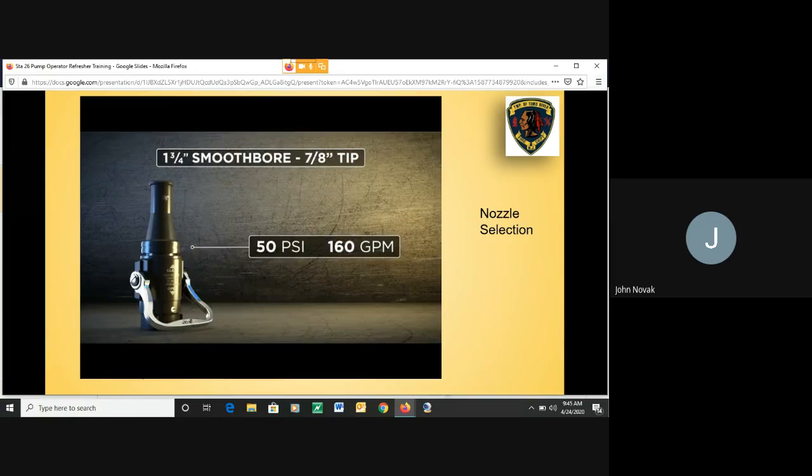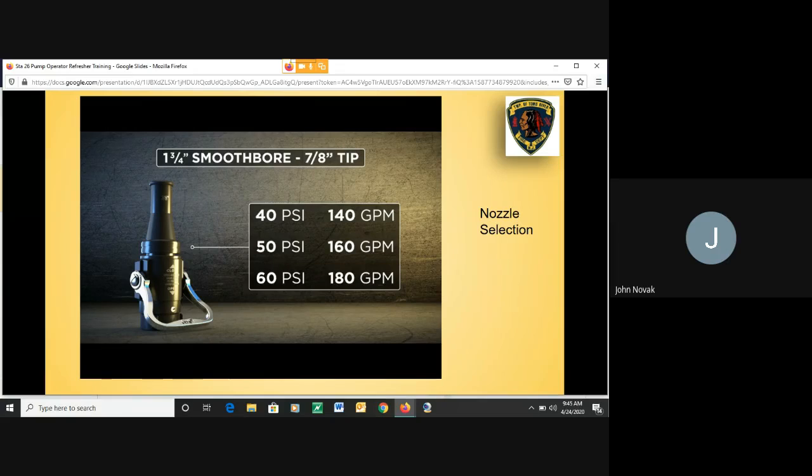Here, talking about the 7/8, I underpump it down at 40 psi. I'm roughly getting 140 gallons a minute. If I want to overpump it and I pump it at 60 psi, I'm roughly getting 180 gallons a minute. If I'm underpumping or overpumping, I need to know how that's going to affect the reach of my stream and also how it's going to affect the kinking inside the hose lines.